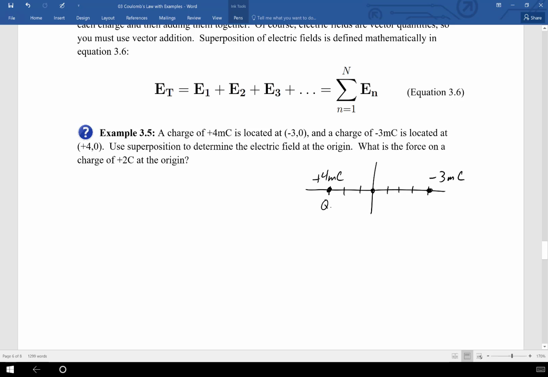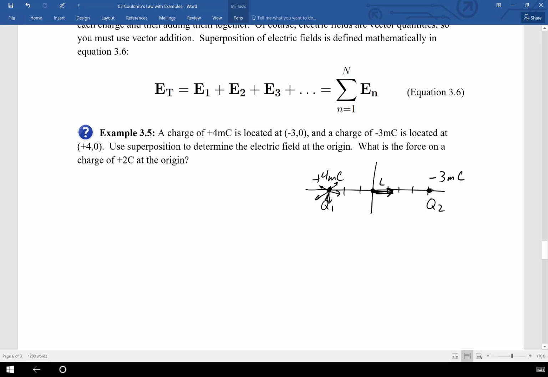Well, let's call this Q1, and let's call this Q2, and let's think about what is going to happen at the origin due to Q1. Q1 is a positive charge, and we therefore know that the electric field is pointing away from it in all the different directions, including at the origin, where this electric field is going to point away.